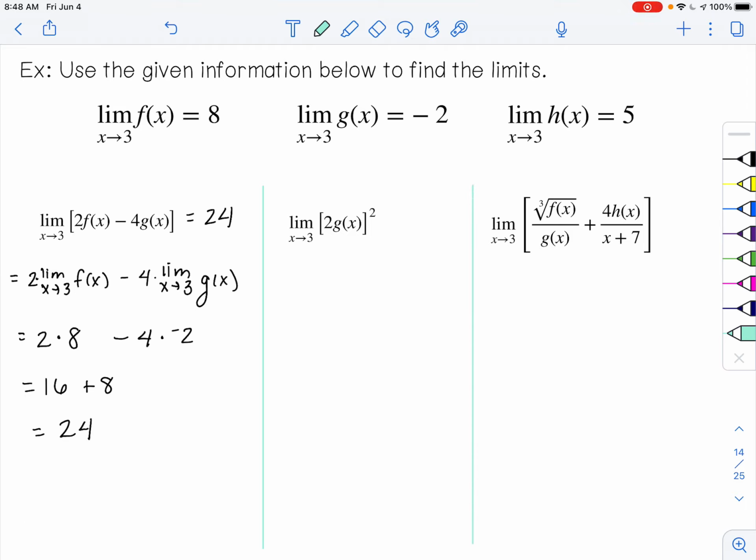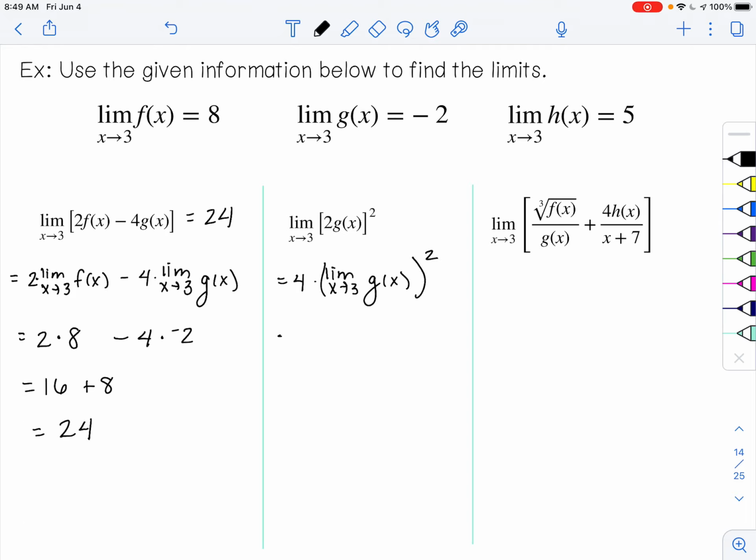I'm going to give myself some division lines here just so the work stays a little separate. We can do the same thing in our middle problem. We have the limit as x approaches 3 of 2 g of x all squared. So I'm going to square the 2 first. So 2 squared is 4, and then I'm going to pull that out front.